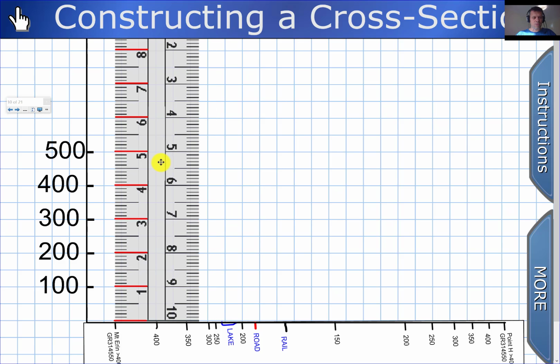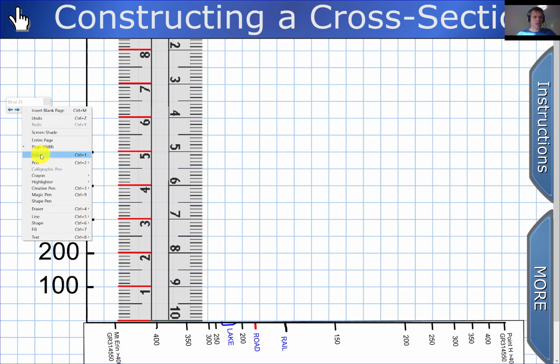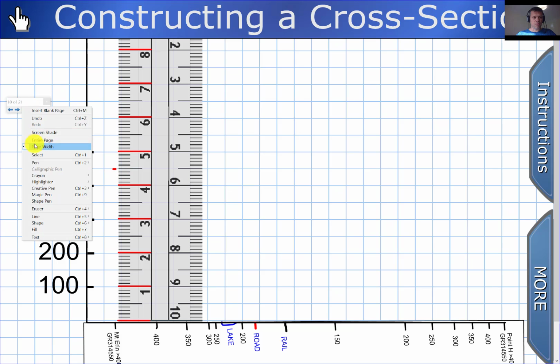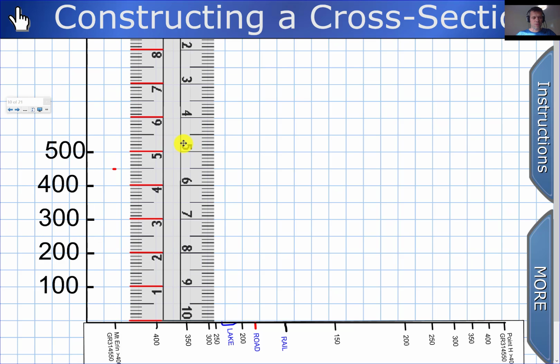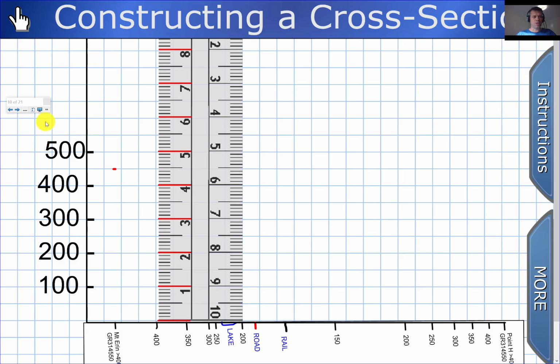I don't know the exact height of Mount Erin, but I'm going to guess it's around about 450. So I'm going to mark a point there. I take my ruler again. I move it across to 400. Now you can do this with or without a ruler. I just think it's a bit more accurate if you draw it straight up.